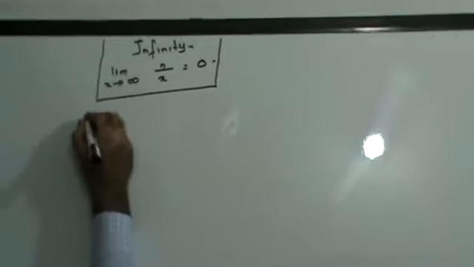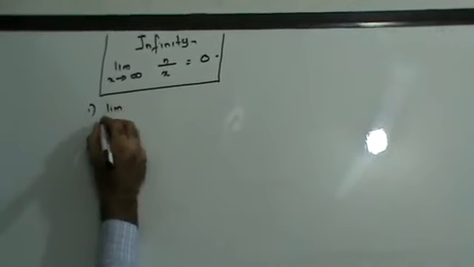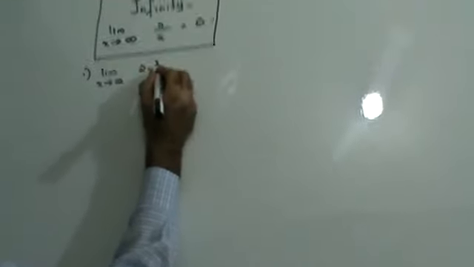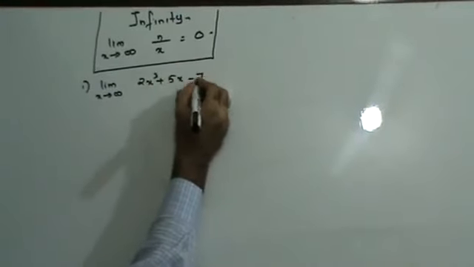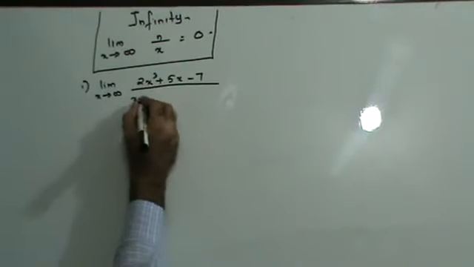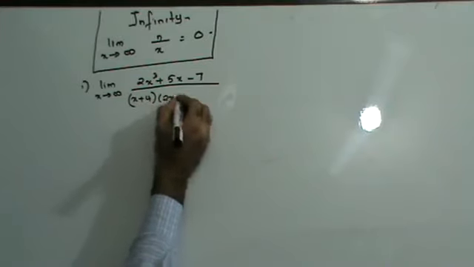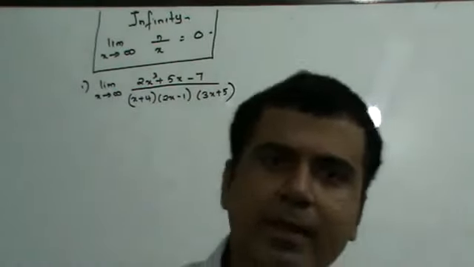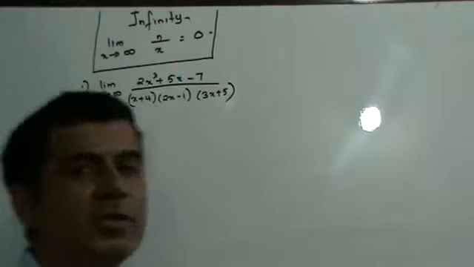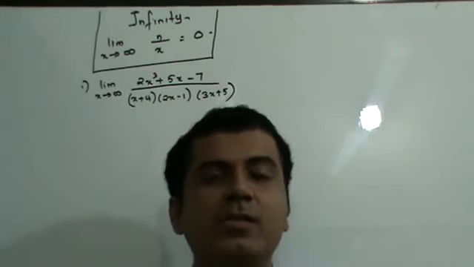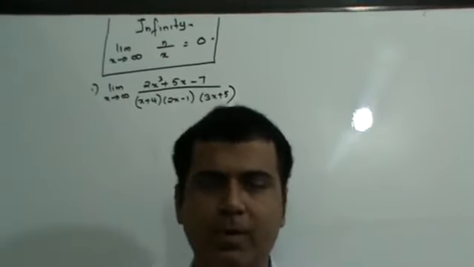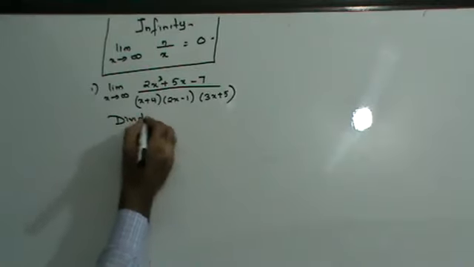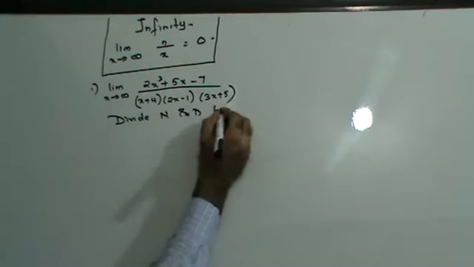Let's take up a sum. Limit of x tends to infinity, (2x cube plus 5x minus 7) upon (x plus 4)(2x minus 1)(3x plus 5). Now when you get a sum like this, the first thing you have to do is check which is the largest index of x. The largest index of the variable is x cube. So you divide numerator and denominator by x cube.